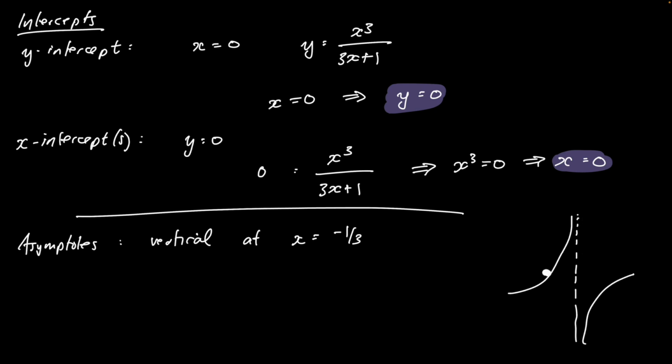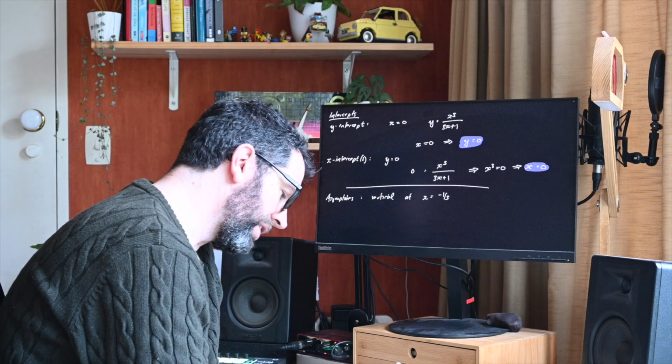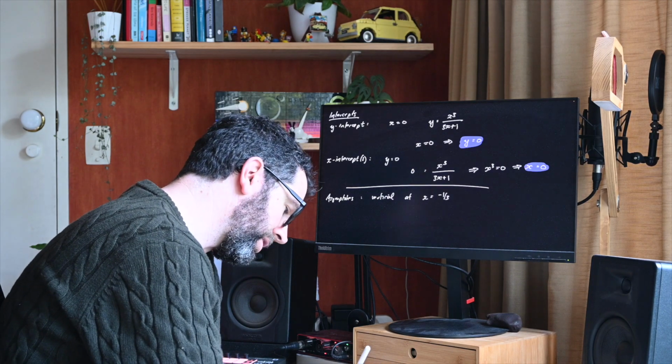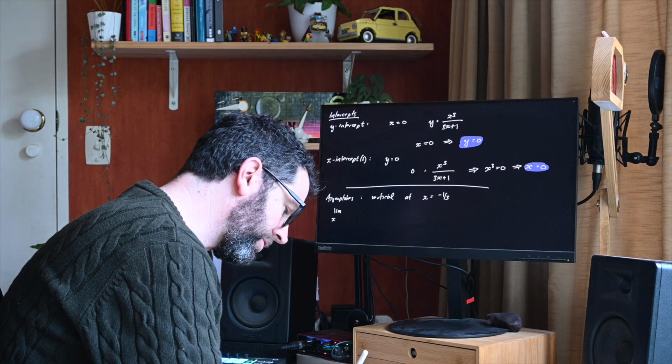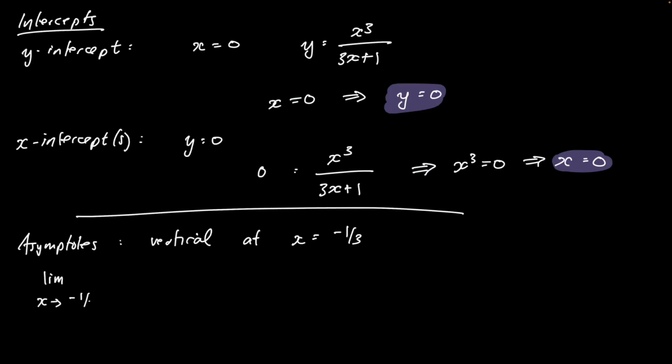We need to figure that out by taking one-sided limits to get that right. Okay, so let's take one-sided limits of this function as we approach negative a third from either side. So we'll start with the limit as x goes to negative 1/3 from the left, so from a more negative direction, of x cubed over 3x plus 1. Okay, so let's just have a look at what's going on here.